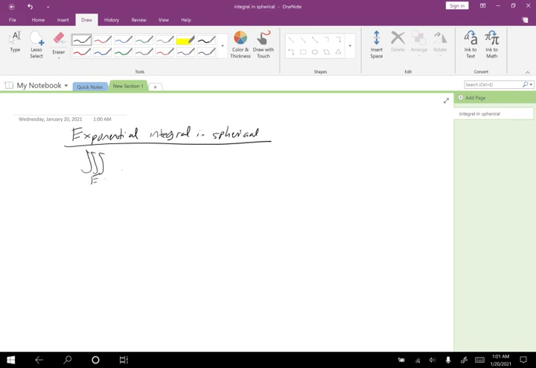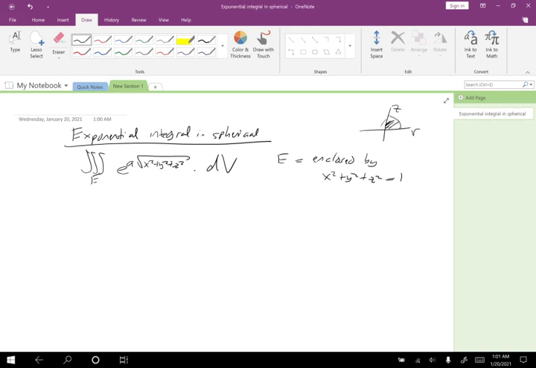It's the integral over our region E of e to the a times the square root of x squared plus y squared plus z squared times the volume. And E will just be enclosed by, say, the unit sphere. So if I just briefly sketch this on the RZ plane, then on the XY plane, then that's what this region corresponds to.